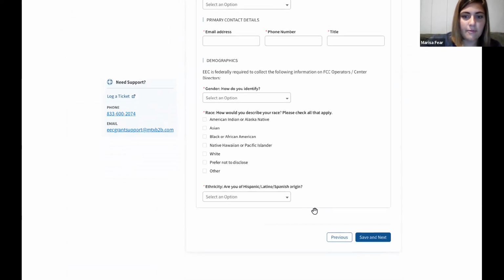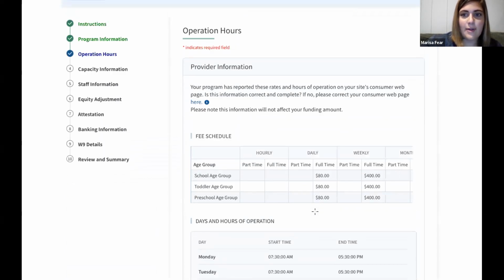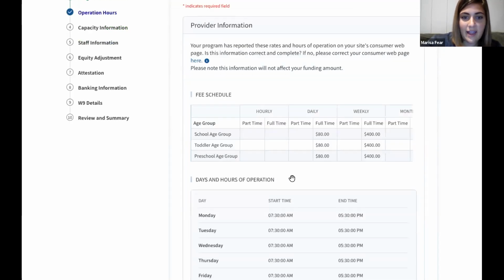All right, so program information. I saw a question earlier where someone was asking, they saw that their rate and their hours were incorrect on the application, and they were wondering how you change that. So if you see on this provider information page that your rate and your hours are incorrect, it'll say the hours down here, and then here's the fee schedule.